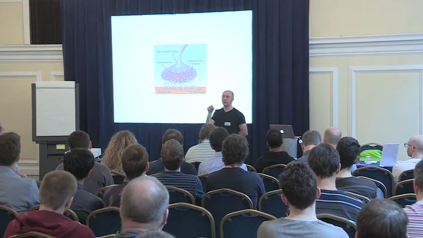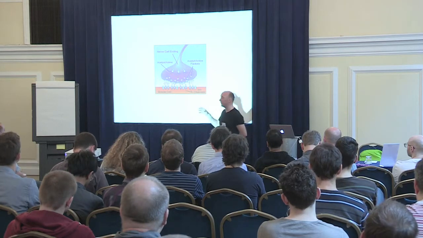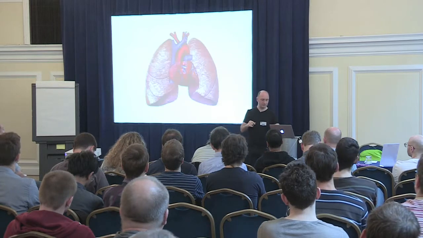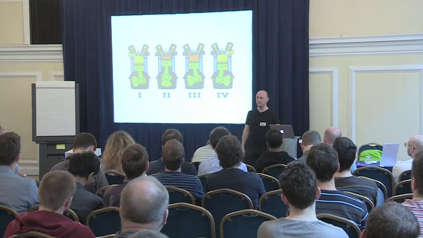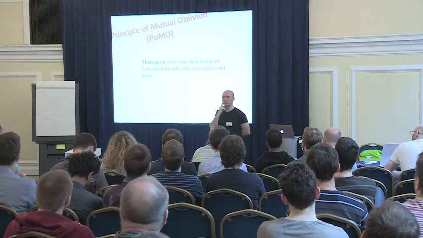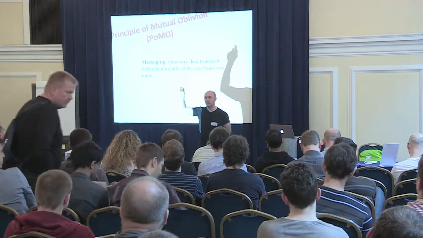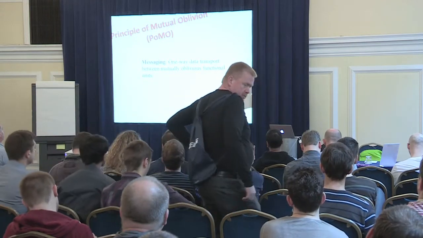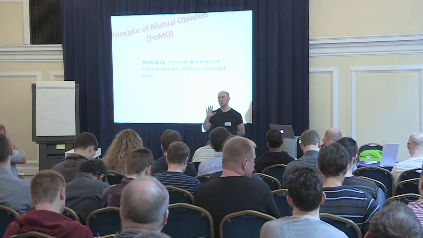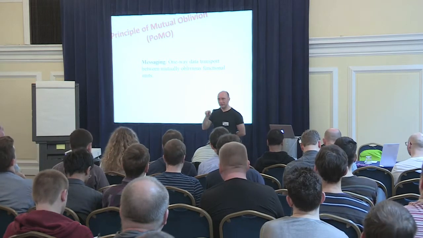Message passing is about two parties agreeing on a message contract, some kind of messages they understand and they can produce, but those parties don't know each other. That's the same here. And so I come to my first principle of messaging. That's the principle of mutual oblivion. Messaging is when there's a one-way data transport, like the acetylcholine moving from the nerve cell to the muscle cell, a one-way data transport between mutually oblivious functional units. See, I don't want to say function, I don't want to say class or object, but I'm using a more neutral term here. So that's messaging.